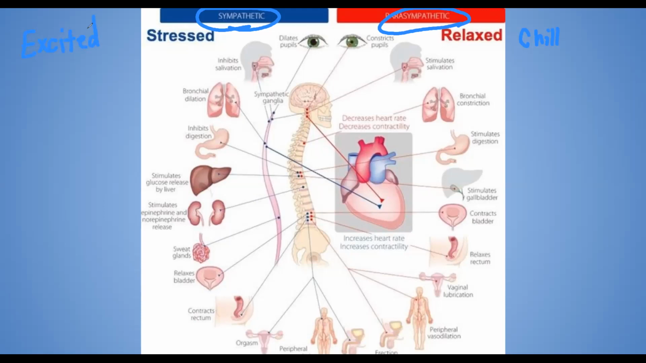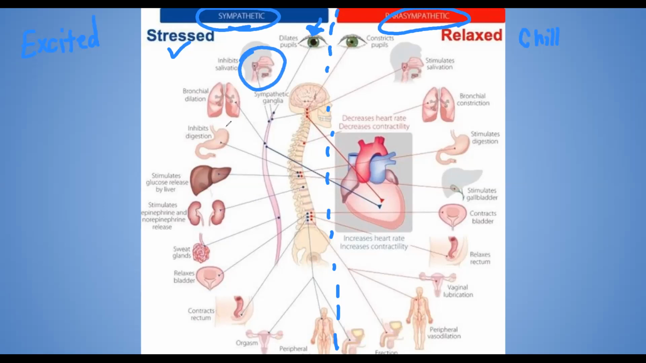So you can see if we just start on this half of the screen, when your sympathetic nervous system gets activated, it will dilate your pupils. So this is actually going to allow more light to enter your eye, and it's going to temporarily increase your ability to see movement. This is a good adaptation because as we have evolved, we have been from time to time prey species, and we need to know when there's a big mountain lion about to attack us. It will inhibit salivation.